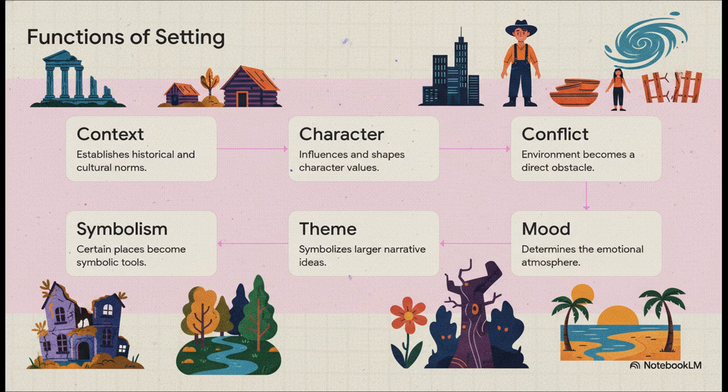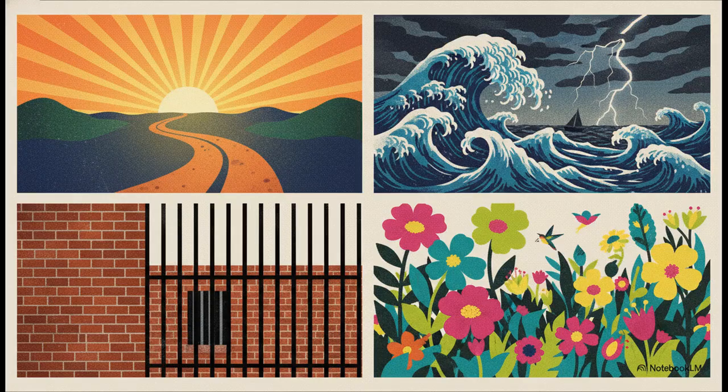The environment can be a literal obstacle, whether that's a natural disaster, extreme poverty, or political oppression. Fourth, setting dictates mood. A sunny beach brings nostalgia and freedom, while a dark forest brings suspense. Fifth, it reinforces theme, like a decaying house symbolizing a family's moral decline. And finally, sixth, it supports symbolism. And speaking of symbolism, authors use the physical world as a direct shortcut to communicate massive, unspoken themes.